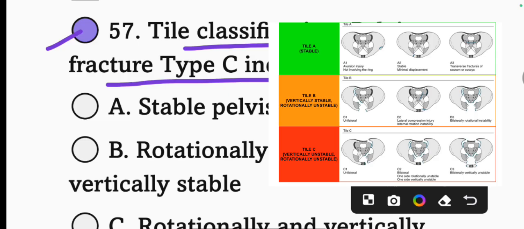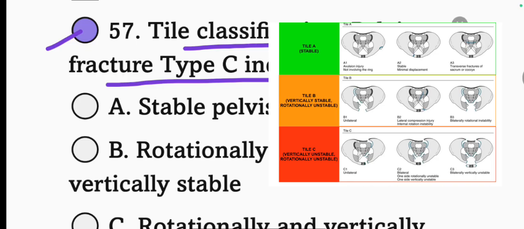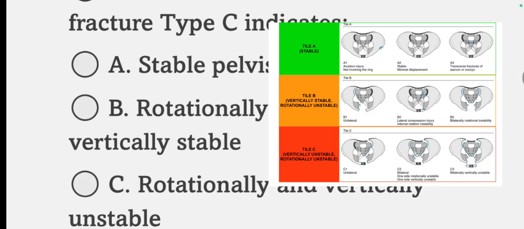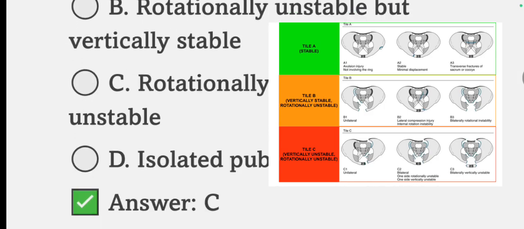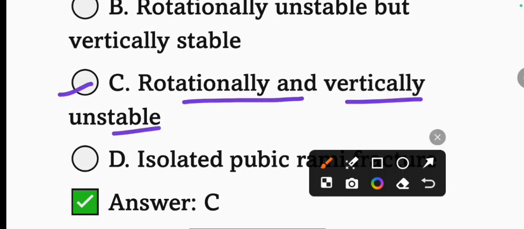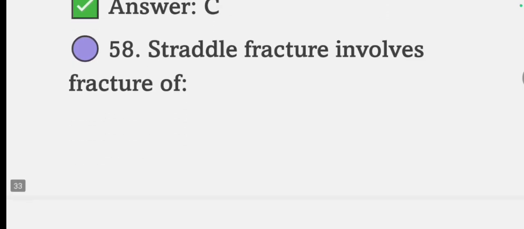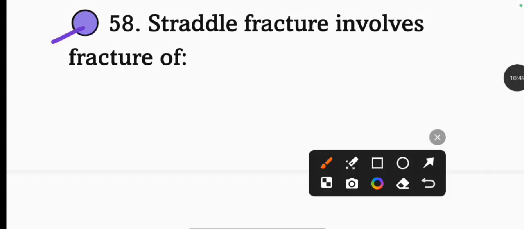Type A is a stable pelvis. Type B is rotationally unstable but vertically stable. And type C is rotationally plus vertically unstable, so C option given is the correct option. Type C is rotationally and vertically unstable. Type C actually is the most unstable pelvic injury, so C option given is the correct option.